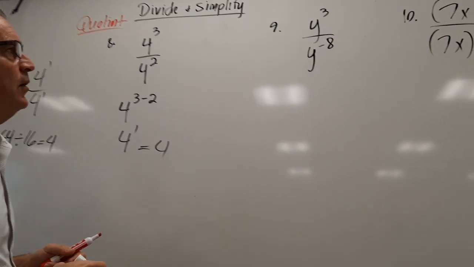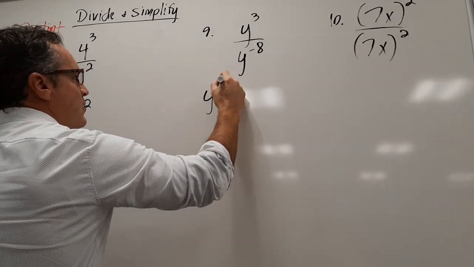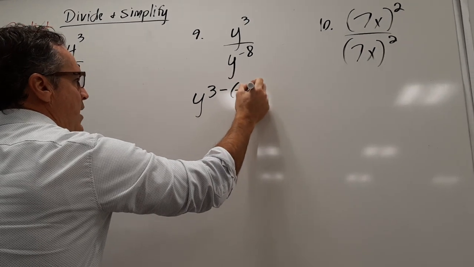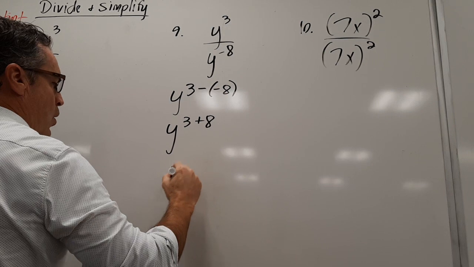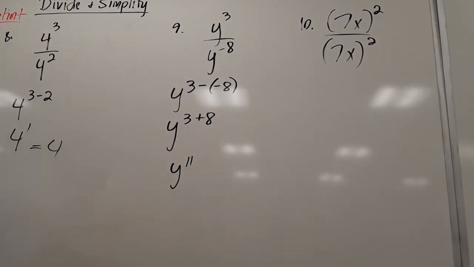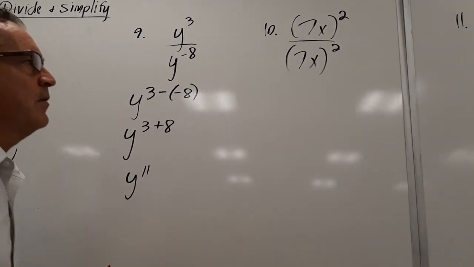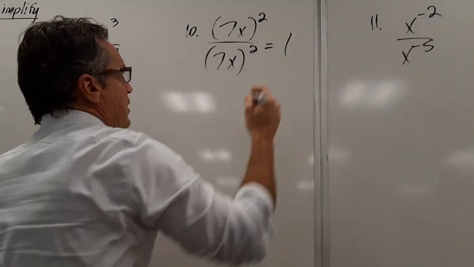On this next one, we have y to the 3 minus negative 8 makes y to the 3 plus 8, which makes y to the 11. Okay, our next one. The greatest thing about this right here is it just equals 1.